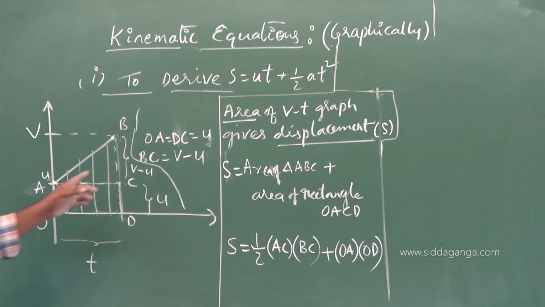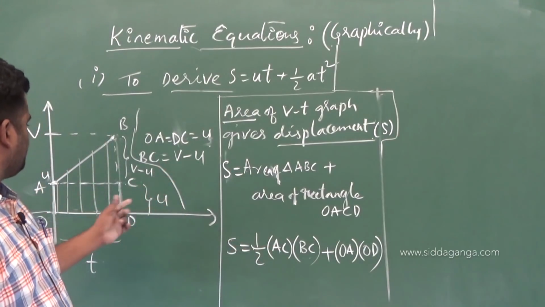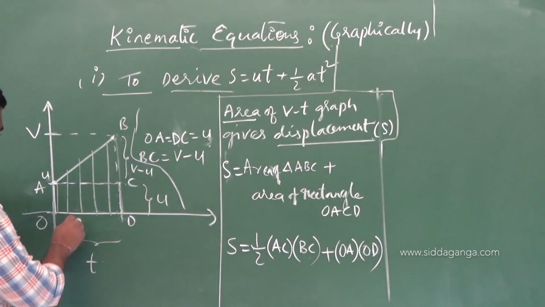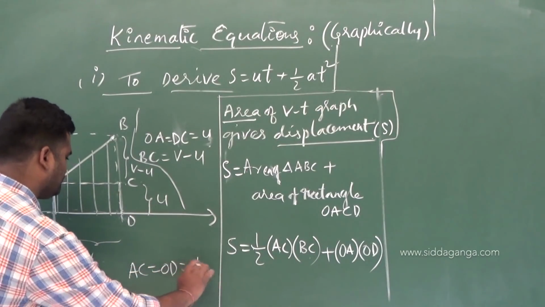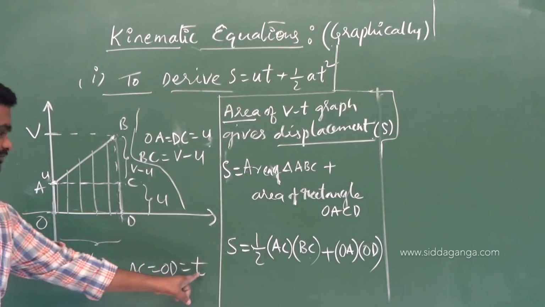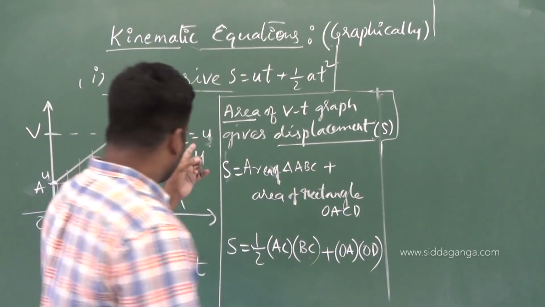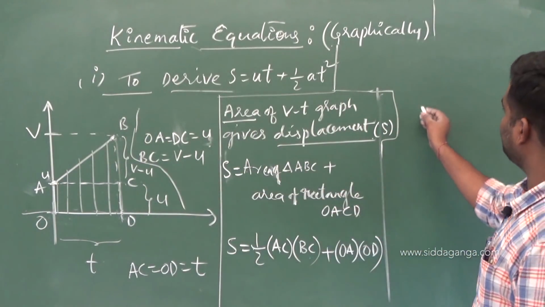And that's what you want, right? AC value we have written. What is the value of AC? Or this length we have not written. Here AC equals OD. It will be equal to T. AC or OD, it equals T. Substitute back all these known parameters into these values now. So then what will you get?